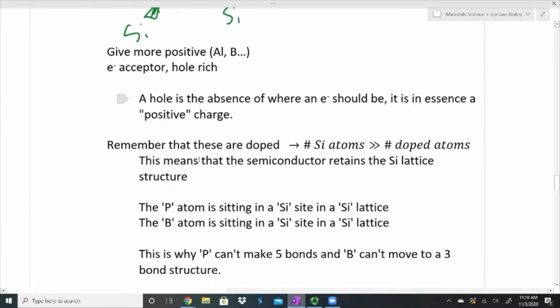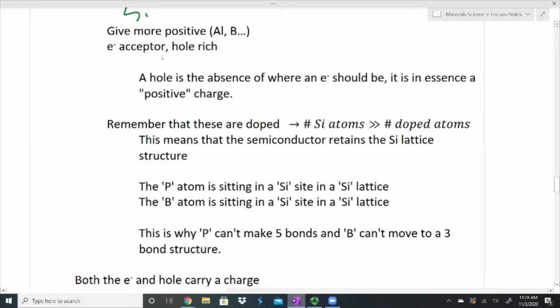So I just have a little bit of information here. I think it's pretty much the same. I'm just going to read through it really quick. A hole is the absence of where an electron should be. It is, in essence, a positive charge. Remember that these are doped. So this is something that's important. Remember that these are doped crystals, doped materials.